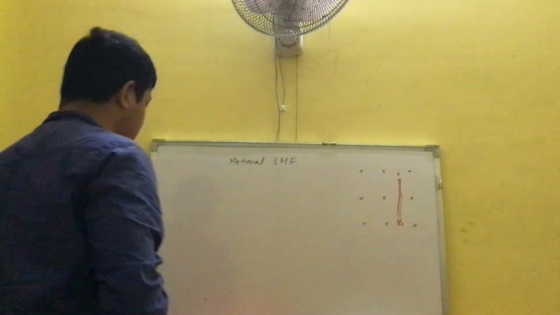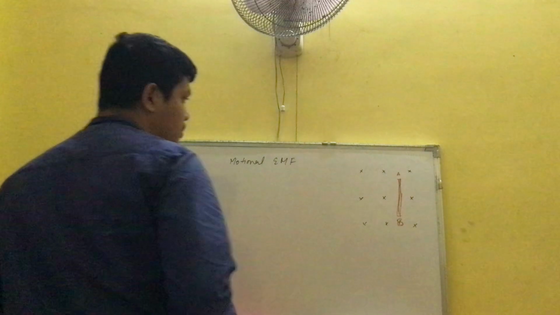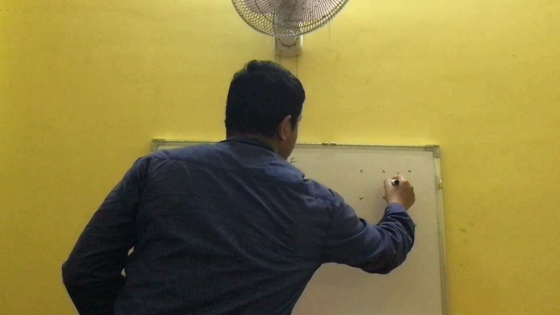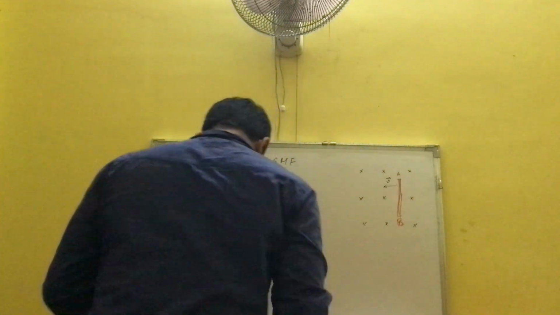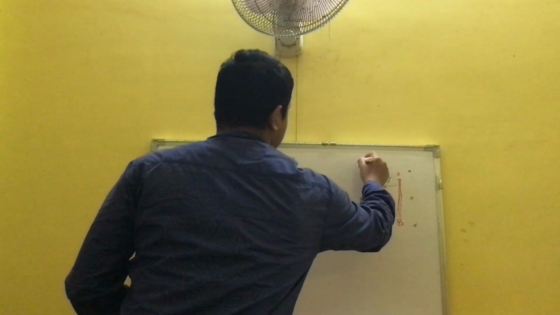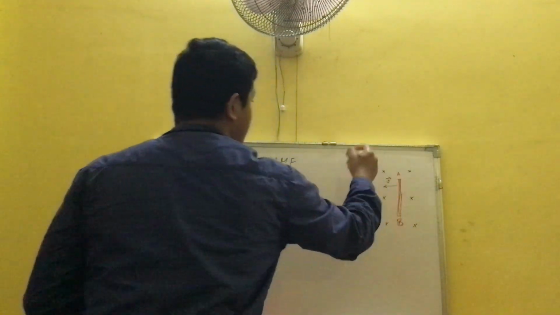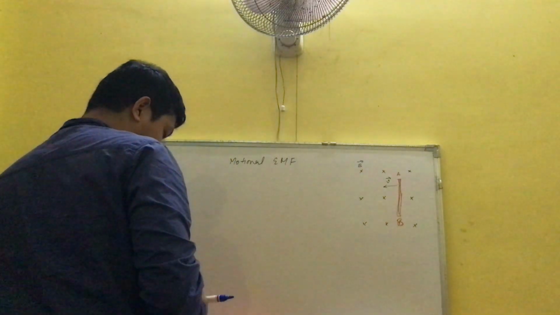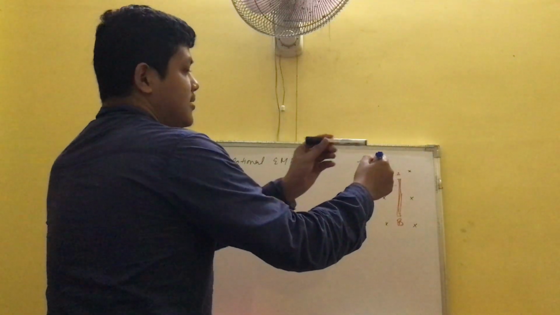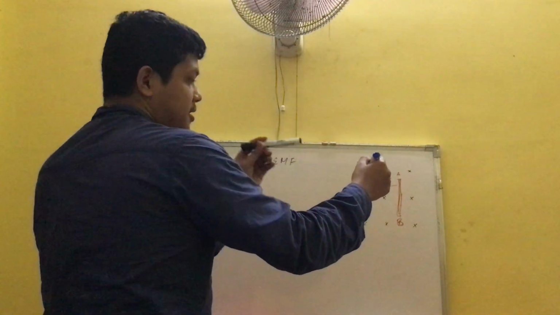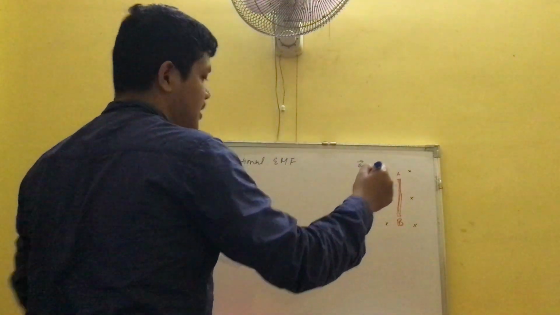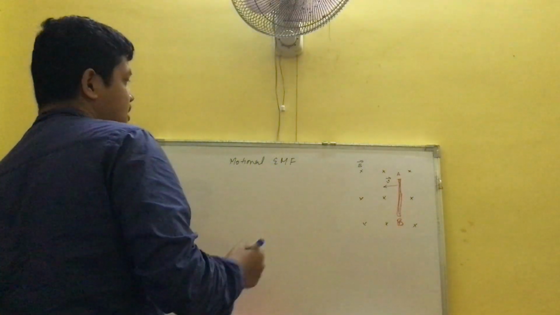Now, if we move this rod in this direction with velocity v, such that the direction of its motion is perpendicular to the magnetic field. That means magnetic field lines are going into the board normally, and the rod is moving in this direction. That means it is moving perpendicular to the magnetic field. Okay. So let us assume that.